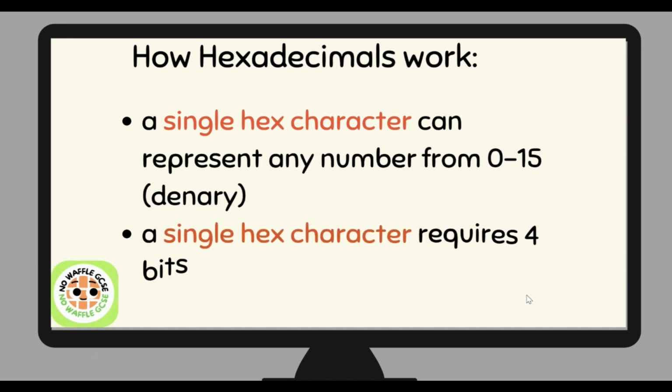So how does hexadecimal work? A single hex character can represent any number from 0 to 15, and this is denary. A single hex character requires 4 bits, a nibble, in binary.